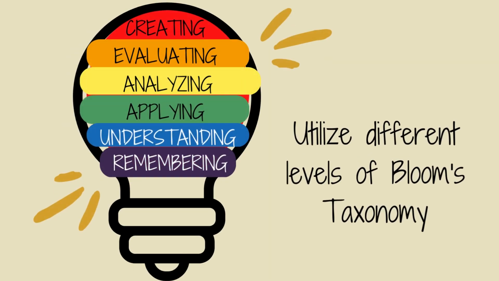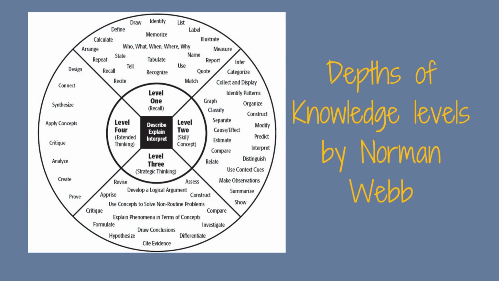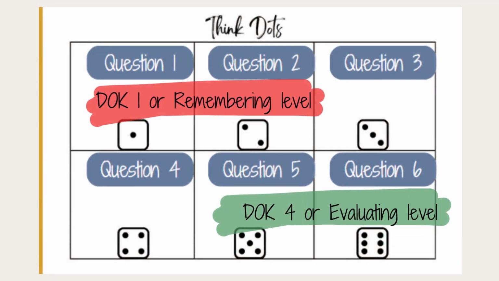Think Dots can be elevated by utilizing different levels of Bloom's taxonomy or Webb's depth of knowledge question stems in the question boxes. For example, the lower numbers could have a lower ranking in Bloom's or depth of knowledge, while the higher the number of the die, the more difficult the question would be according to Bloom's or depth of knowledge.